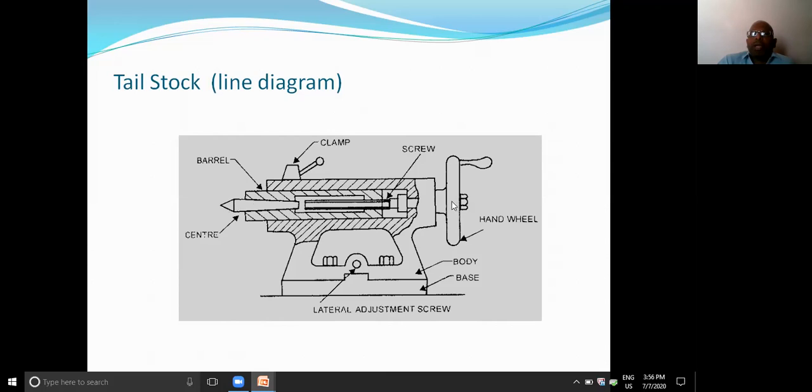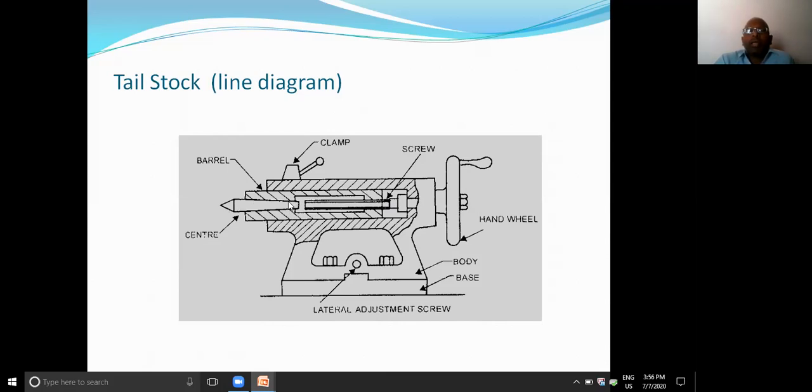So this mechanism is operated with the help of a thread screw. Whenever the hand wheel rotates with the help of this lever, immediately the rotation of this screw causes movement of this barrel.